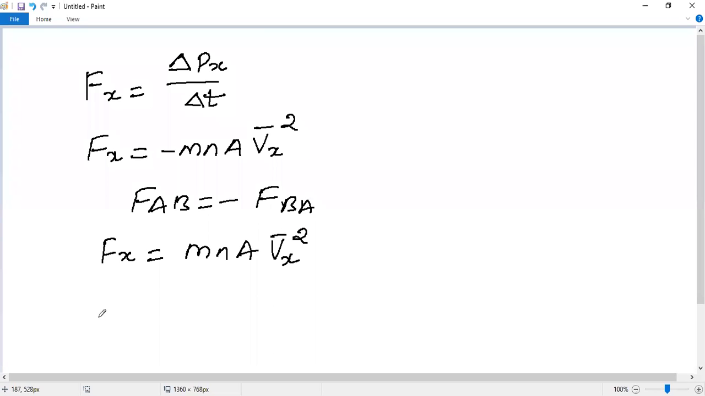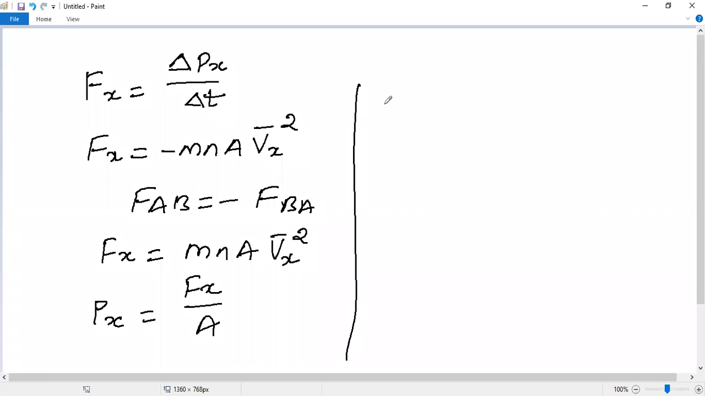Same formula is related to pressure also. Pressure equals force by area: Fx by area. In this force formula m n A v bar x square, A cancels. Then you will get only the final terms: pressure equals m n v x bar square.